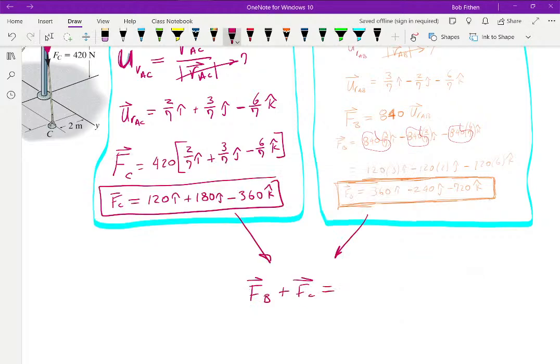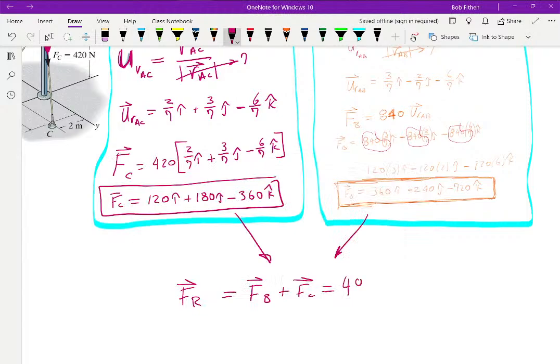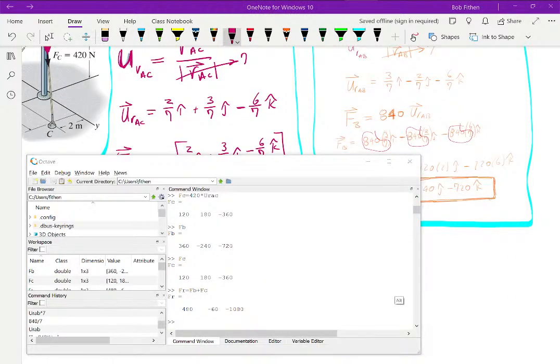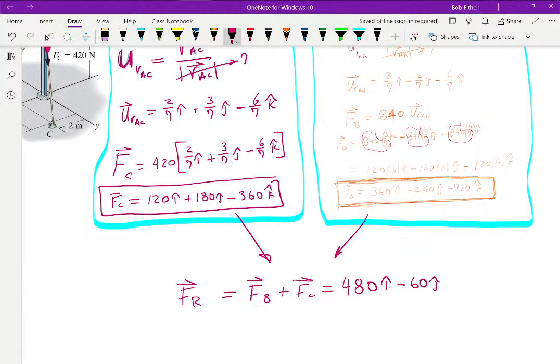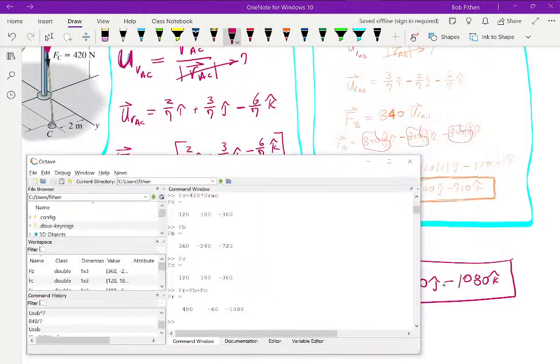Okay, so the resultant force is going to be equal to 480 I minus 60 J minus 1080 K. Now, let's start looking at some of this. What we want to do, you've got this as far as a vector is concerned, but you might want to know the magnitude. So let's haul off and try to find that.